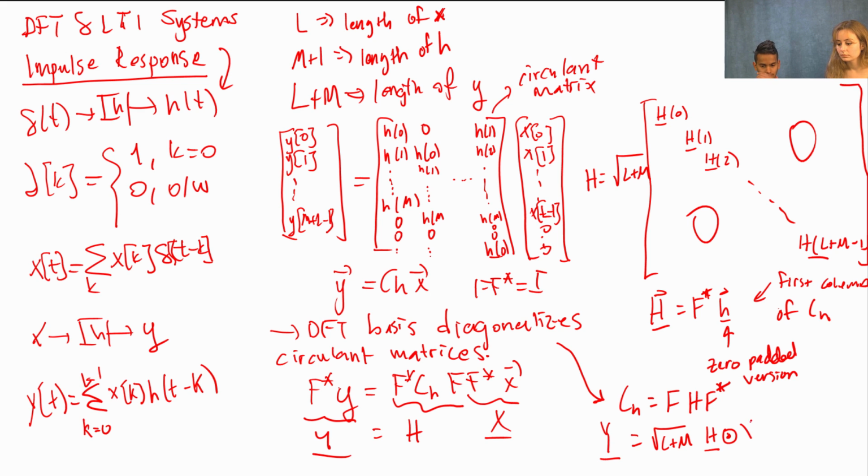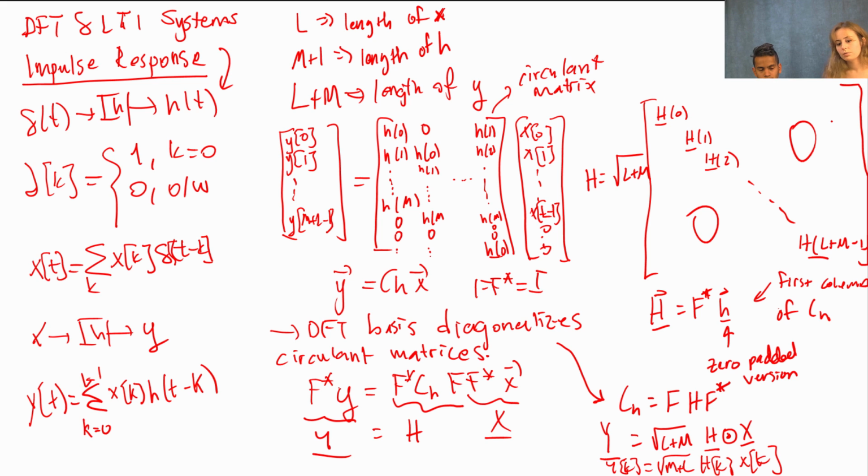This is pointwise multiplication. In other words, what we're saying is Y of k is square root of m plus L times h k times x k. There's no magic here. We're just multiplying h with the DFT coefficients of x, and as you can see, everything else is 0 other than h0 for x0. So y0 is just going to be square root of m plus L times h0 times x0.